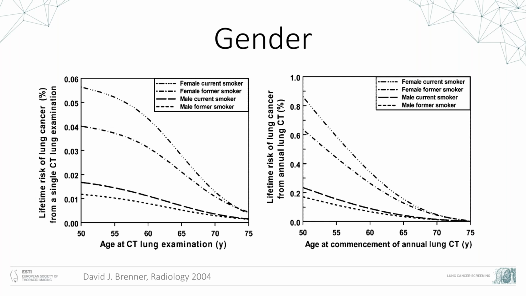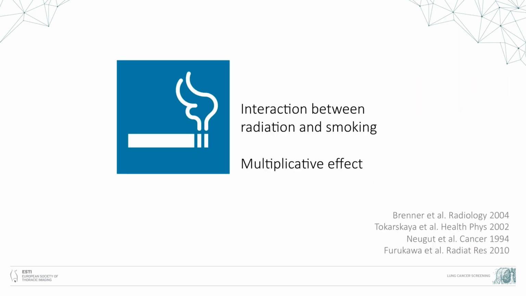So we had age, we had gender, and the third aspect is smoking. We're not irradiating healthy lungs in lung cancer screening, but since we're targeting high-risk smokers or former smokers, we will be irradiating damaged lungs. And it is known that there is an interaction between radiation and smoking, and this interaction is not additive, but the effect is multiplicative.